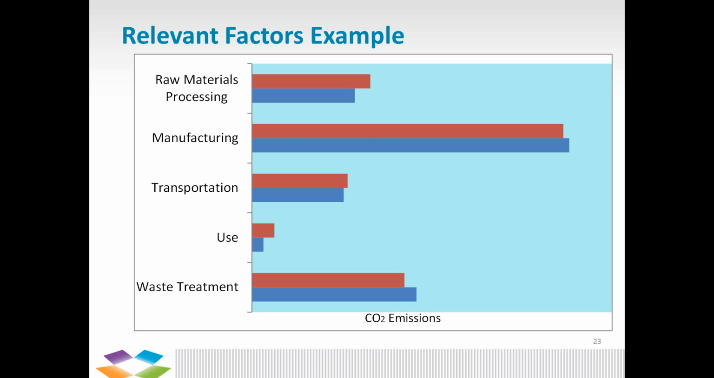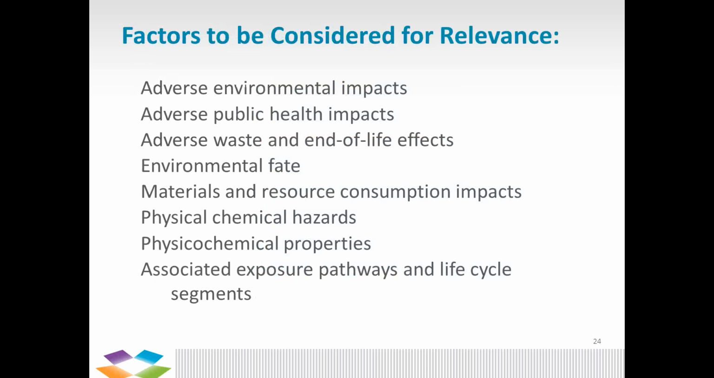Part of the challenge in the California system is that we have a wide range of factors that must be considered. What's on this slide is really looking at those as outlined in our statute and regulation. These are fairly straightforward: environmental impacts, public health, end of life, waste, environmental fate, physiochemical properties, etc. But when you start pulling apart our regulation, there are a lot of layers to each one of these factors.